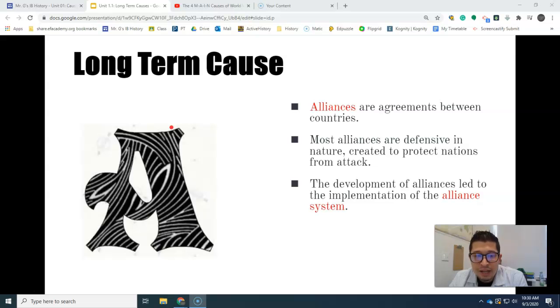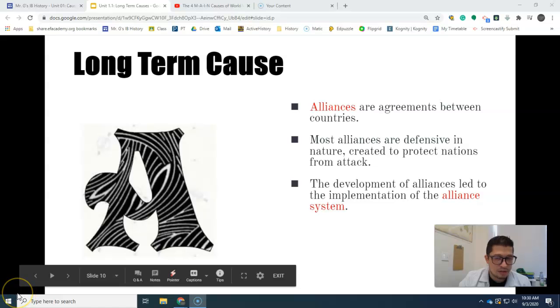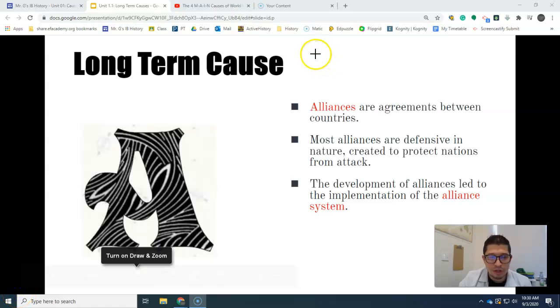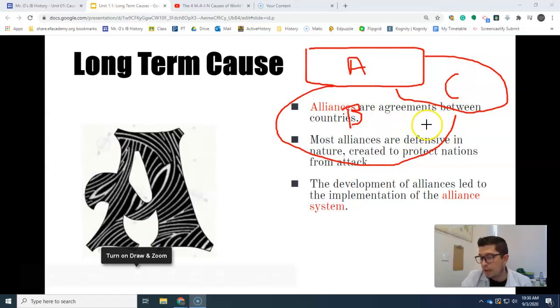The A in MANIA stands for alliances, right? An alliance, very easy, is a friendship between countries. So if I have to, hold on, I'm going to draw for you guys quick. If I've got, right, boom, I'm such a good drawer, country A, country B, and country C. A, B, C. Right? Here we go.